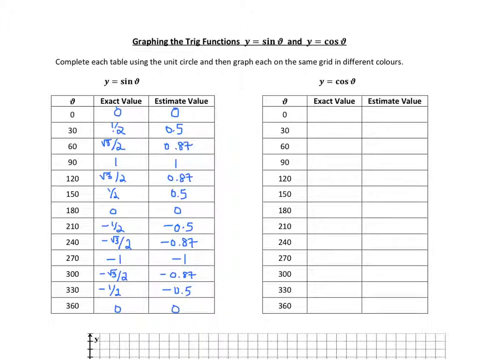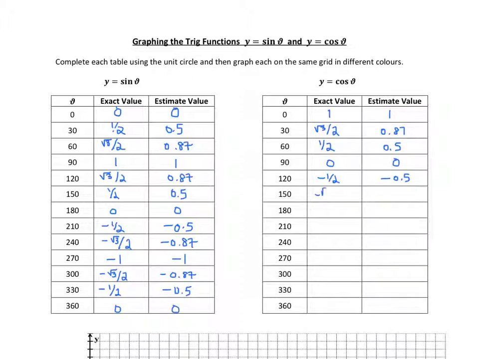Okay, now we'll do the same thing for y equals cosine theta. So now we would be looking at the x coordinates of all the points on the unit circle. So for example, the exact value of cosine 0 is 1. And so on. Cos 60 is 1/2. Cos 90 is 0. 120, negative 1/2.